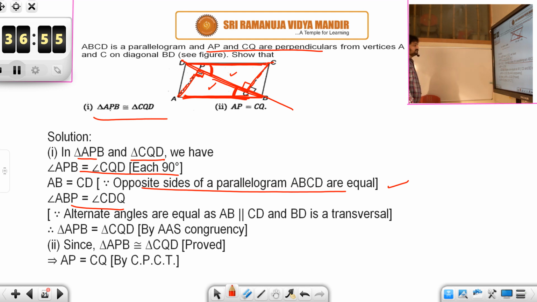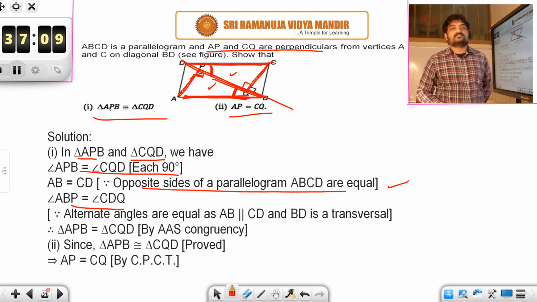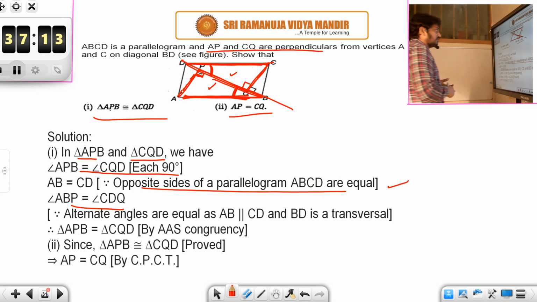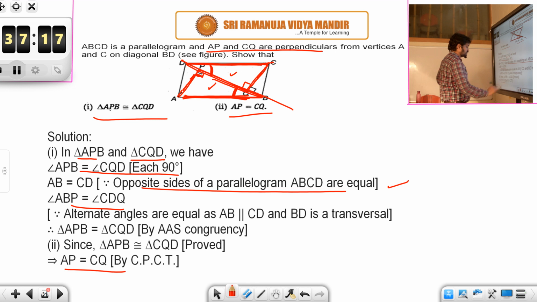Okay, now the second part. You need to prove AP is equal to CQ. Once you know that these two triangles are congruent, then AP is equal to CQ, because by using the converse property of congruent triangles, the corresponding sides of two congruent triangles are equal. So, hence AP is equal to CQ. Okay, students.